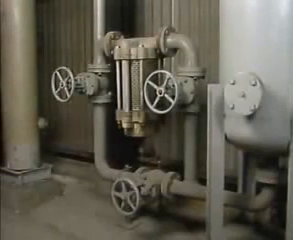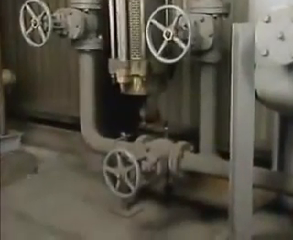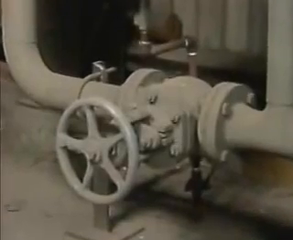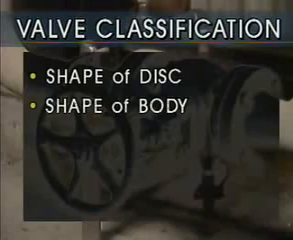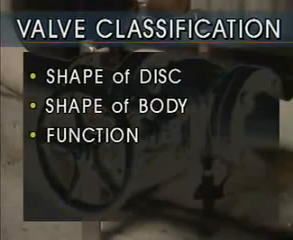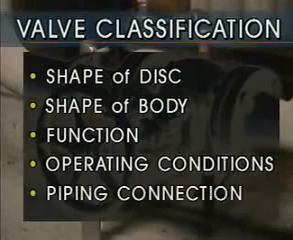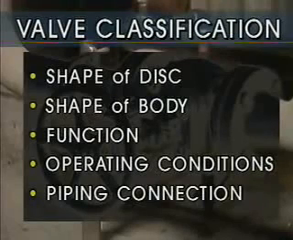Valves come in many shapes and sizes, and they can be used in many different applications. The way a particular valve is identified can depend on factors such as its physical characteristics or how it's being used. Among the common ways to classify a valve are by the shape of its disc, by the shape of its body, by its function, by the conditions under which the valve operates, and by the method used to connect the valve within the piping system. Keep in mind, though, that valves are often identified using more than one of these classifications.